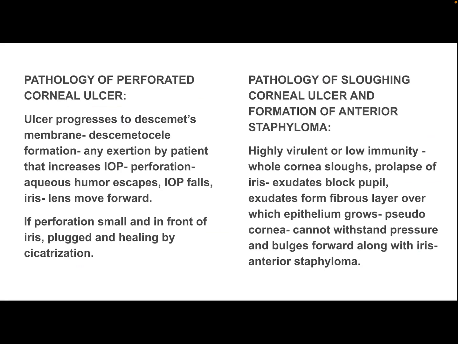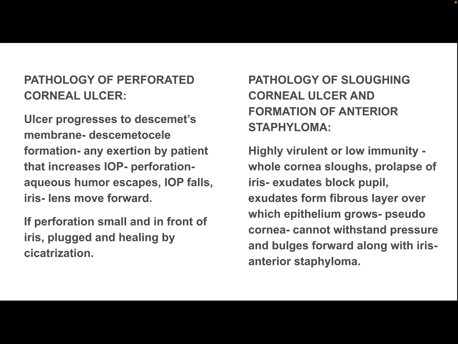So the pathology of lock-like corneal ulcer, that is the standard one, that you should know. Any corneal ulcer will undergo all those things. Now, if perforation happens, I already explained how the perforation happens. The ulcer will progress through the Descemet's membrane, then there is a formation of descemetocele. Then if a patient exerts, like if he coughs or sneezes, or if he strains, like while passing stools, then there is increase in intraocular pressure.